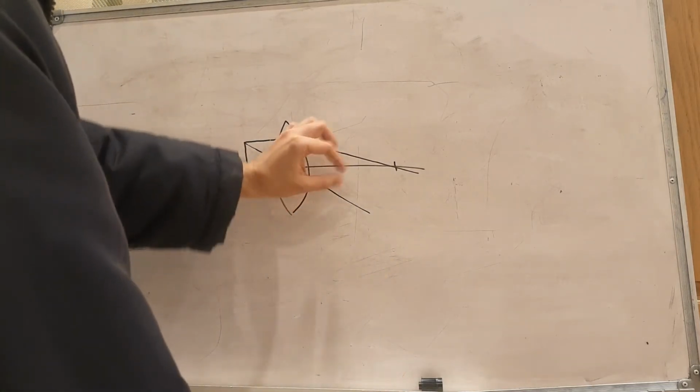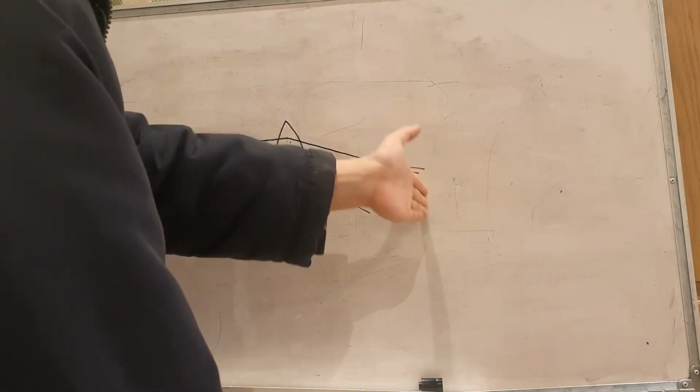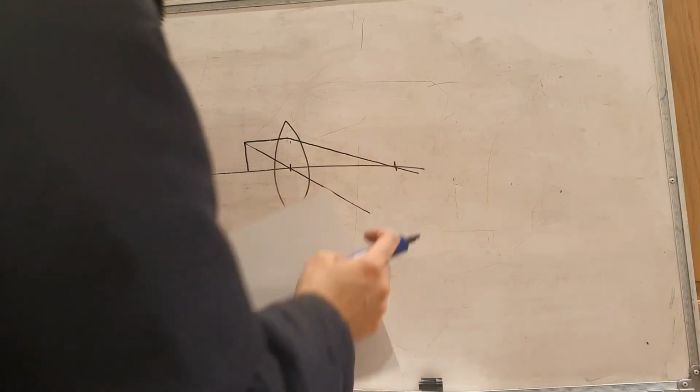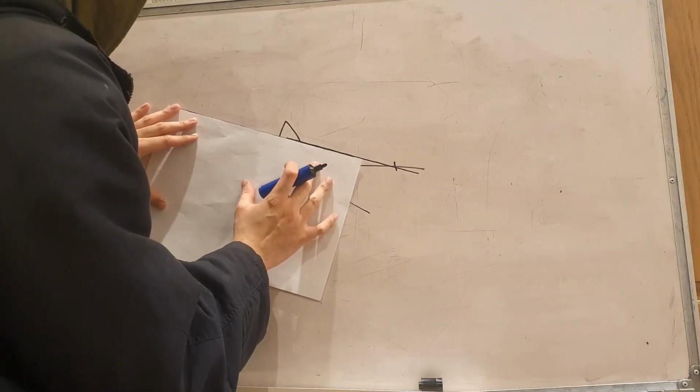Now, can you see that these rays will diverge? They will never meet, meaning that you won't get an image. So this is the object, and you won't get an image. However, you will get an image if you were to trace backwards up here. So what happens if you were to trace back the image?